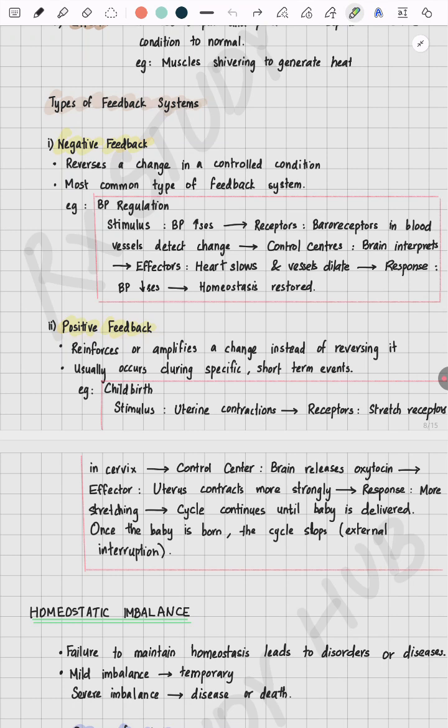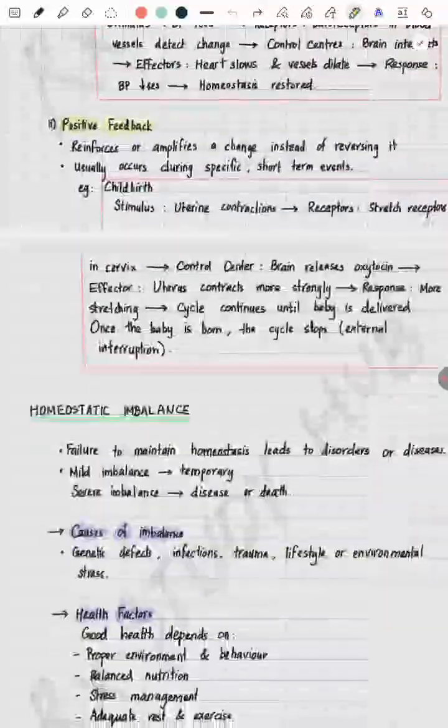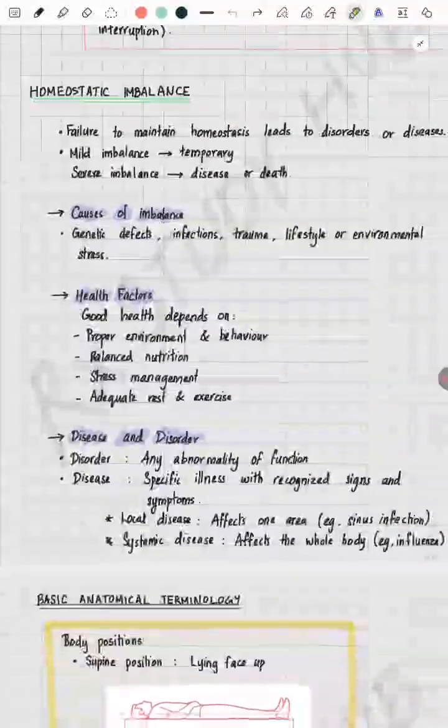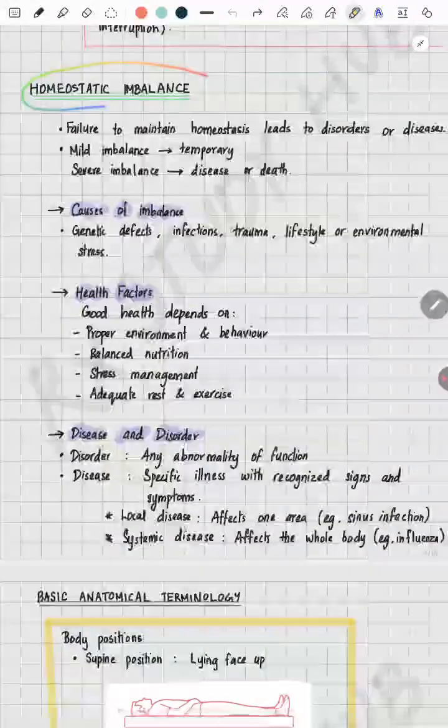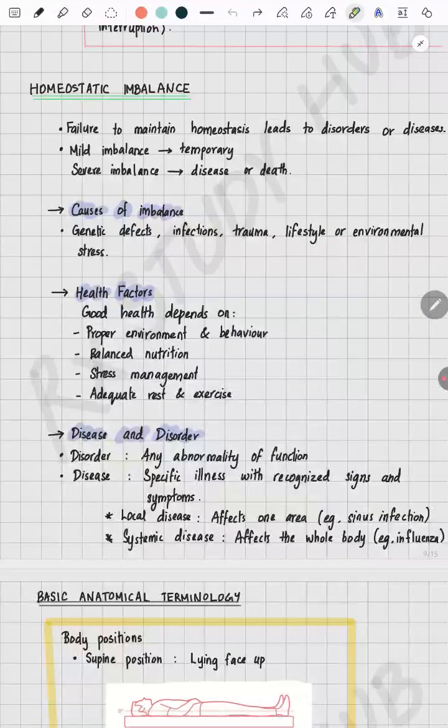When homeostasis is disrupted severely, we call it homeostatic imbalance. This leads to disorders or diseases. Symptoms are the things a patient feels, such as nausea or pain, while signs are the things we can measure or observe, like fever, rash, swelling, or high blood pressure.